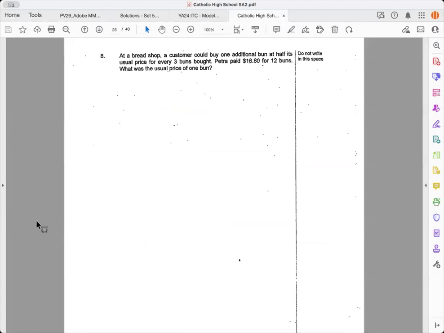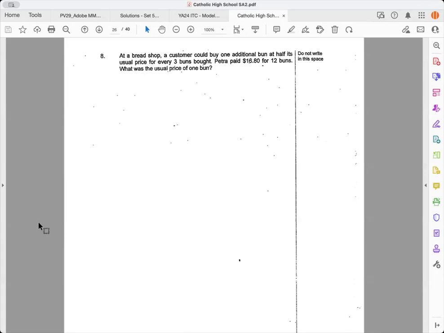Okay, move this away. At a bread shop, a customer could buy one additional bun at half its usual price for every 3 buns bought. Petra paid $16.80 for 12 buns. What was the usual price of 1 bun?